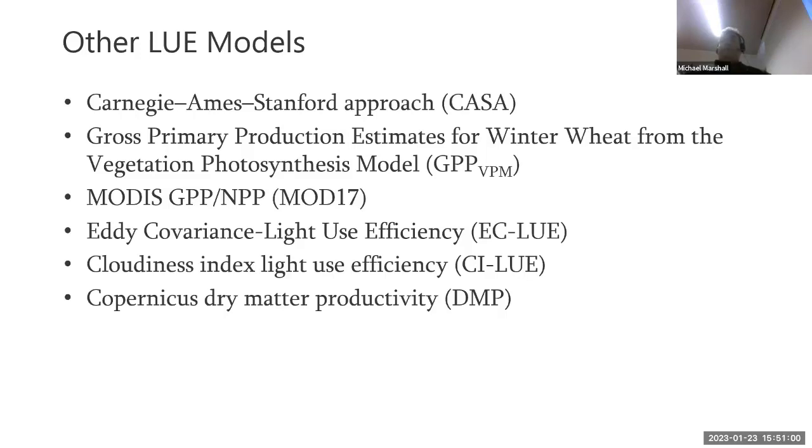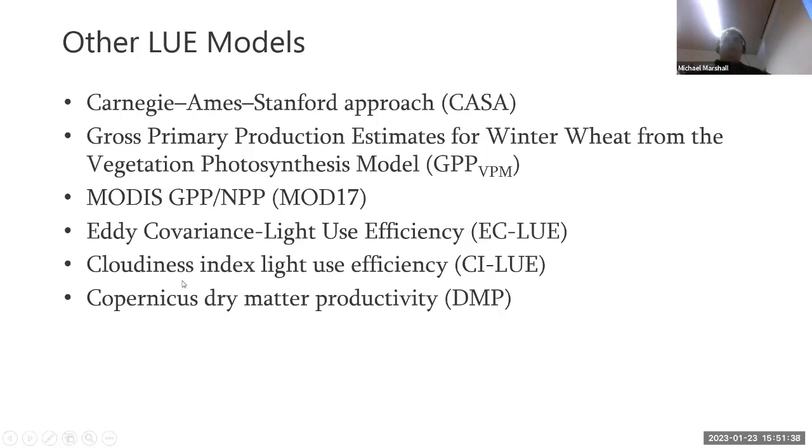So in fact, the model is loosely based on the CASA model. This is, I think, the first or one of the first, the Carnegie Ames Stanford approach, and MODIS GPP NPP. But the model is certainly better than MODIS GPP NPP. I actually discourage people from using the MODIS product if they can, because it has a lot of problems, especially for crops and grasses. That was the motivation, in fact, for creating the PEMOC model. You can see this one here, GPP VPM. This is a fairly recent model and publication. And then there's a few others here.